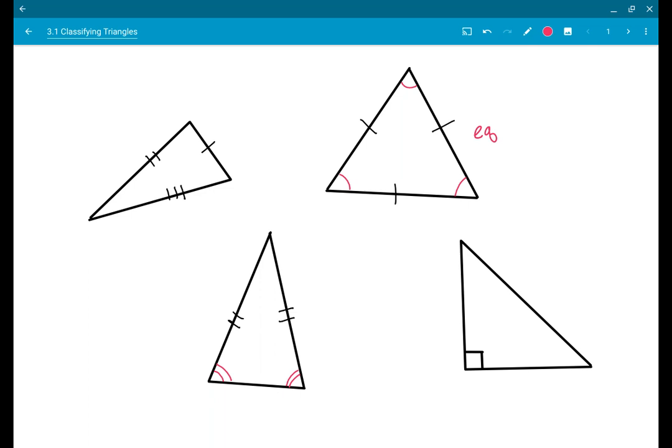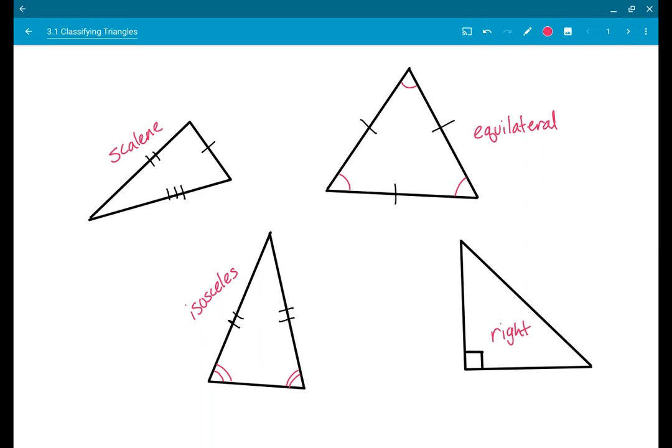We've got our equilateral, our right triangle, our isosceles triangle, and the last one, if it doesn't fit into any of these categories and all of the sides are different, we're going to call that scalene.